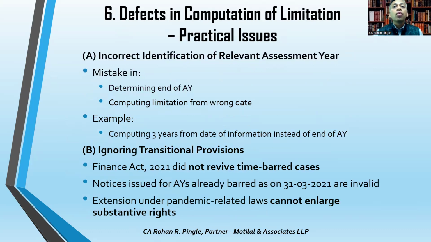Let's see defects in computation of limitation. Practical issues include incorrect identification of the relevant assessment year, mistakes in determining the end of the assessment year, and computing limitation from the wrong date. For example, computing 3 years from the date of information instead of the end of the assessment year, and also ignoring the transitional provisions. Finance Act 2021 didn't revive time-barred cases. Notices issued for assessment years already barred as on 31st March 2021 are invalid. Extensions under pandemic-related laws cannot enlarge substantive rights. So limitation must be computed from the end of the relevant assessment year. Even a single day's delay is fatal. Courts apply strict interpretation and no equity in limitation.